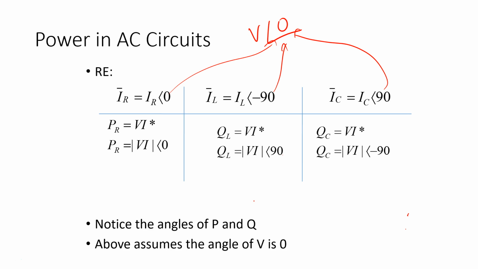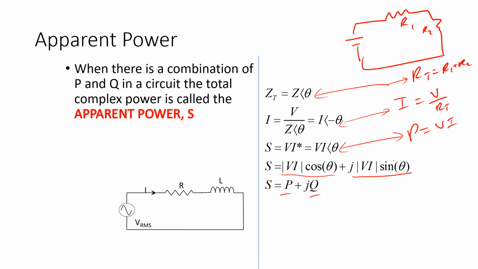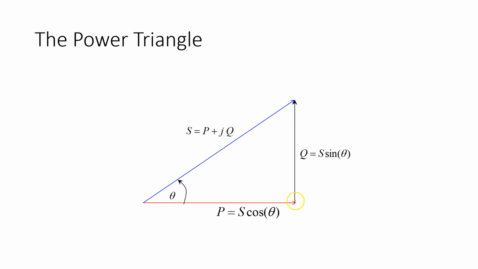Remember, if we go back here, inductive Q will have a positive angle of 90 degrees, and capacitive Q will have an angle of minus 90 degrees. So if we have QL, inductive Q, we will get the arrow going this way, and this way if it is QC. And the apparent power is simply the hypotenuse of that right angle triangle.